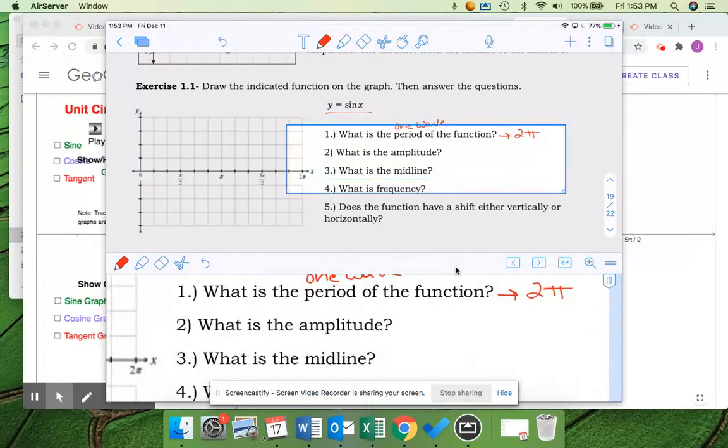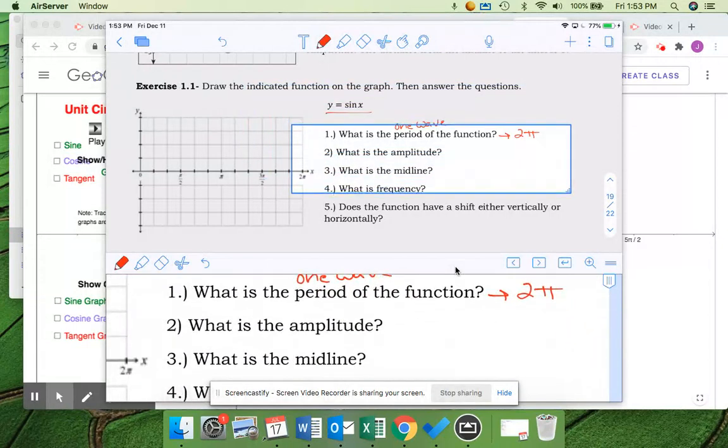The amplitude is how far up and down it goes. On just a basic sine function, it's only going to go the unit circle length, or 1.